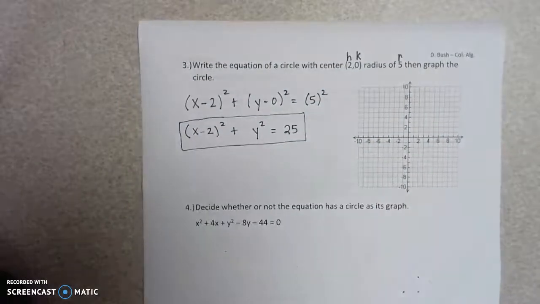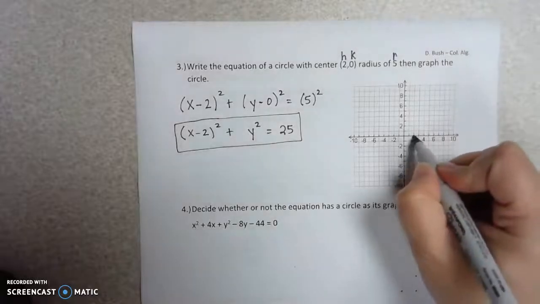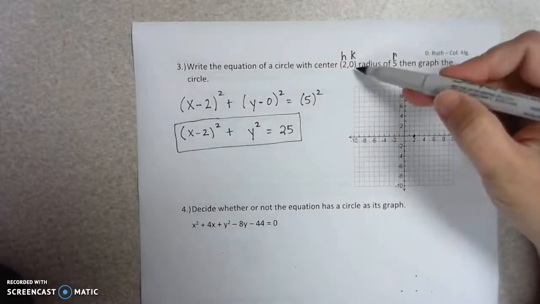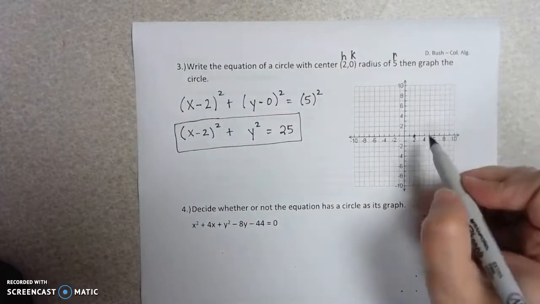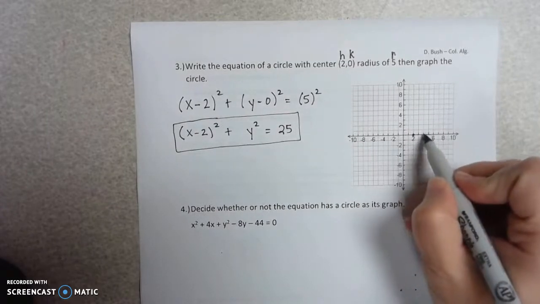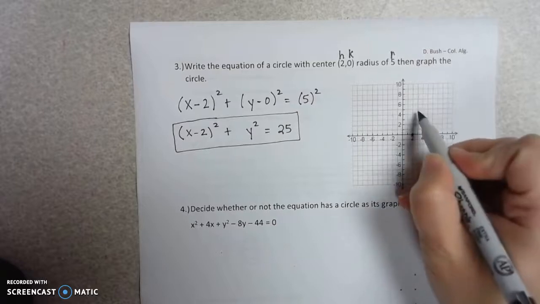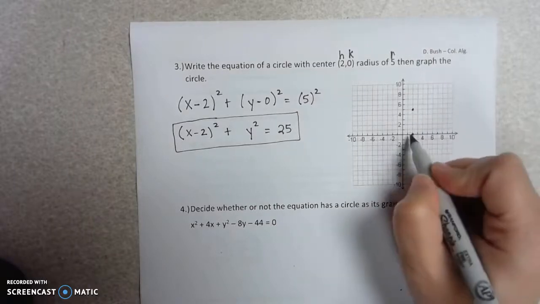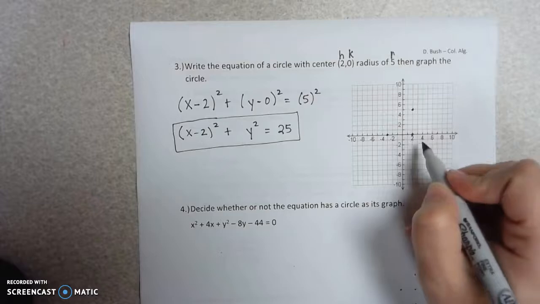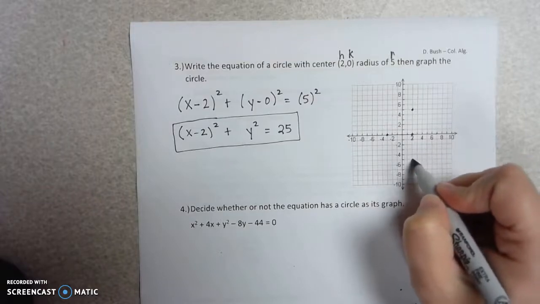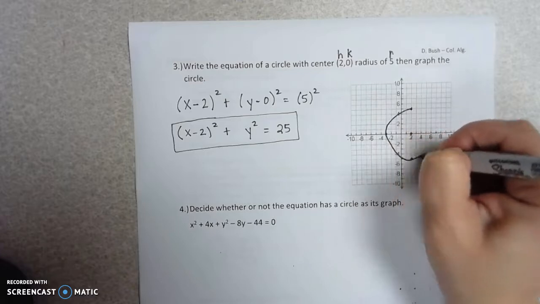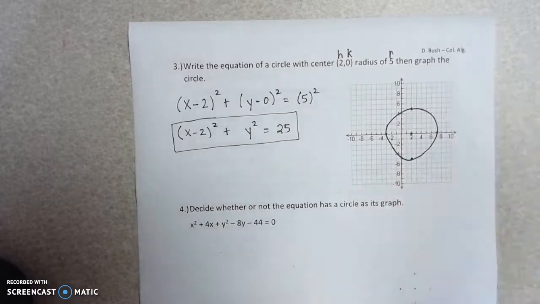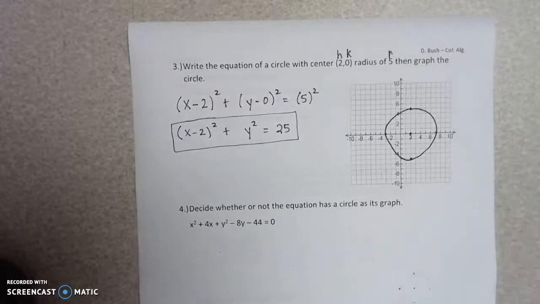And then I want to graph it. So I'm going to go right 2 and none up or down. From there I'll count 5 right, 5 left, 5 up, 5 down. So 1, 2, 3, 4, 5. Then 1, 2, 3, 4, 5. Then I'll connect the dots as best I can. I'm not very good at drawing the circle, but you kind of get the idea.